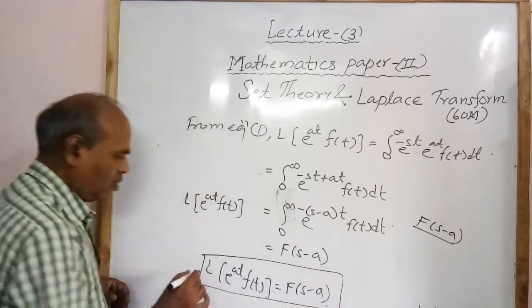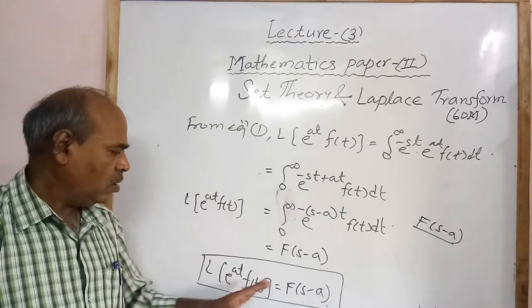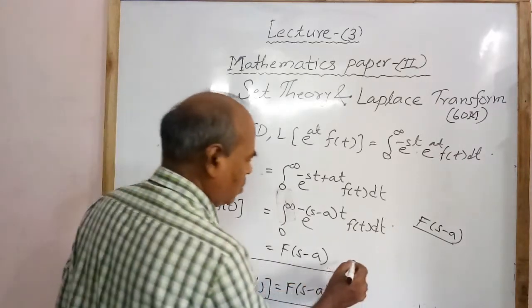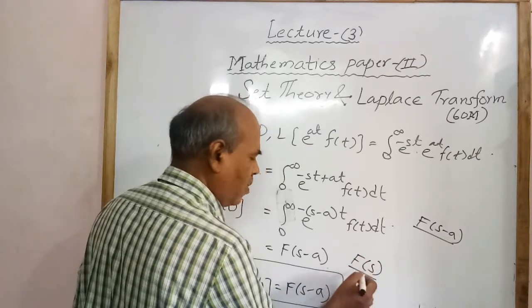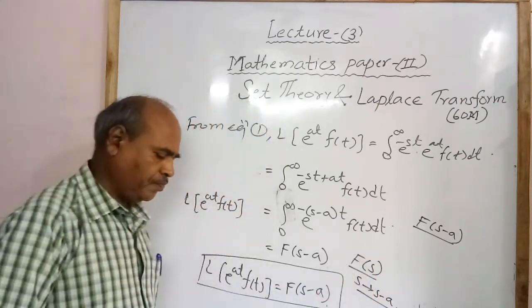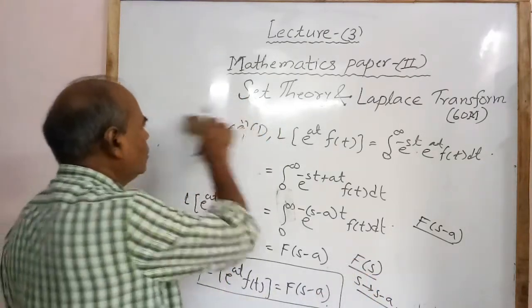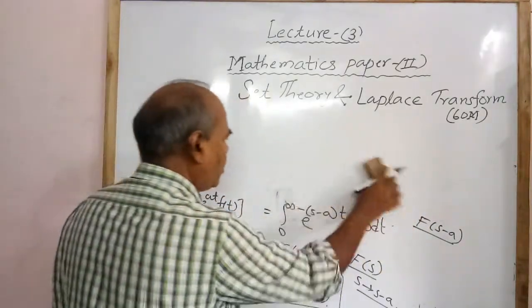That is, if I multiply the function f of t by e to the power at, then in the Laplace of f of t, that is F of s, s is replaced by s minus a. We will see examples on this property.